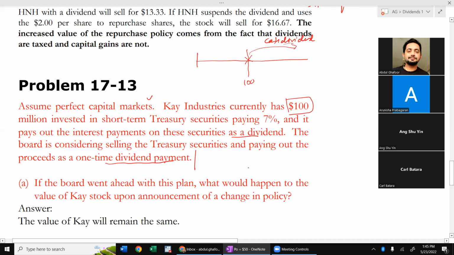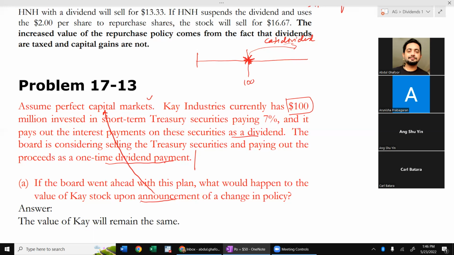So previously, the company has just announced. Please remember that announcement has no effect when the market is perfect. Okay. So announcement has no effect on the stock price if the market is a perfect capital market. But if the market is not perfect, meaning there is information asymmetry, then the announcement will have some effect.